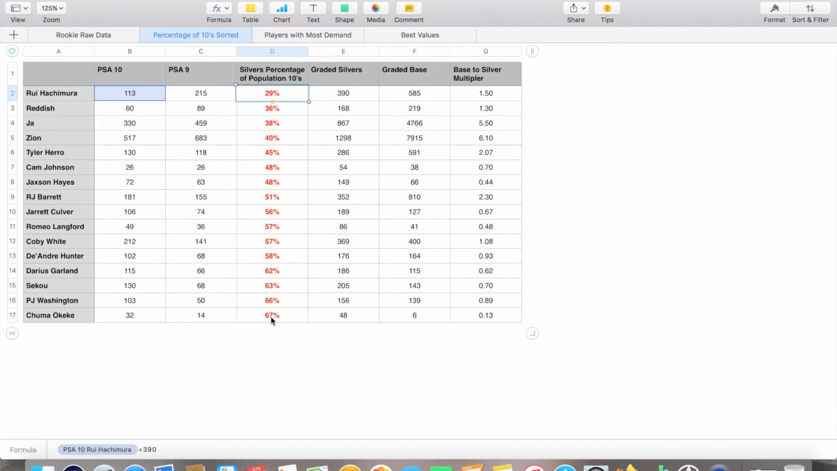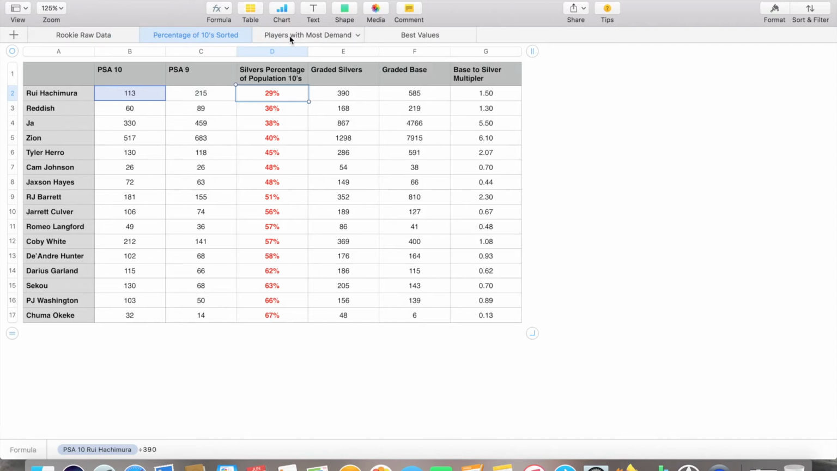All the way to Chuma Okeke, who has the highest out of these top prospects at 67%. So once again, we see sort of clusters, right? Ja and Zion are sort of together, they have a similar percentage of their cards submitted that are getting PSA 10s. And then some of the lower tier prospects like Chuma Okeke, Sekou, DeAndre Hunter, they're having high 50s to high 60s percentage of PSA 10s.